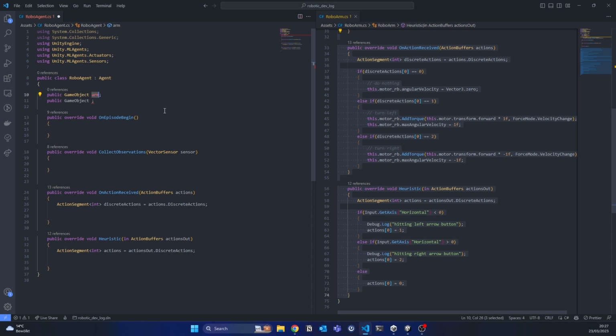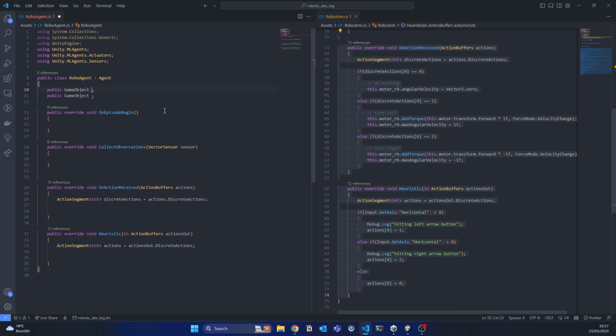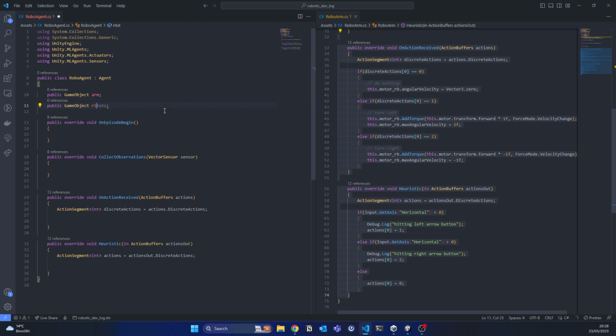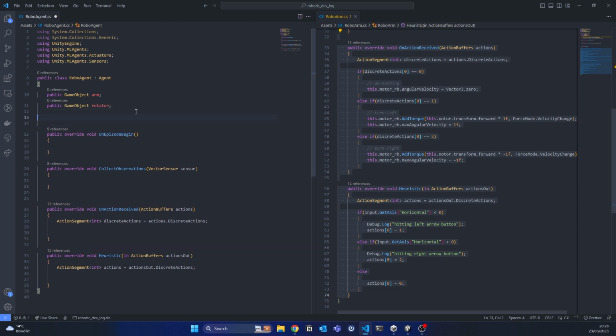And then we're just going to add, so this is going to be a, I wish I had the lingo for the robotic parts. How can we call this? I don't know, I'll probably have to come up with a better name, but this is going to be an arm, and this is going to be a rotator or something, maybe like that. Okay, cool.